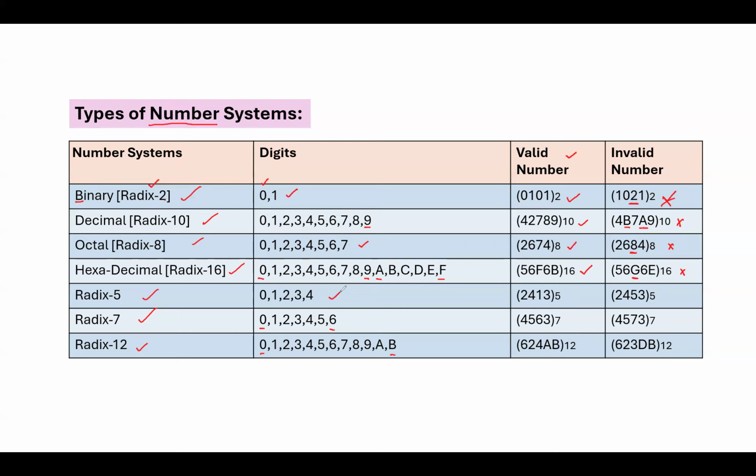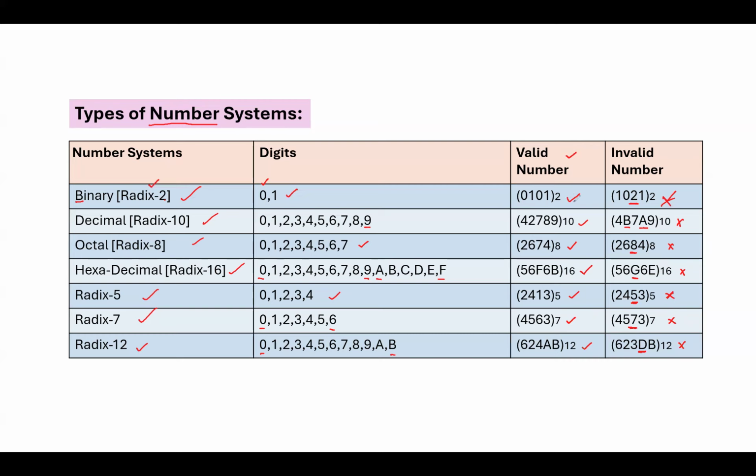0 to 4 only we should use for radix 5. Here, 2413 is a valid number, whereas 2453 is an invalid number because 5 is not a radix 5 digit. Similarly, 0 to 6 for the radix 7 number system, it is a valid number representation, whereas here 7 is not a radix 7 digit, that's why it is an invalid representation. Radix 12. Here these are radix 12 digits, so this is a valid representation. Here D is not a radix 12 digit, so it is an invalid representation.